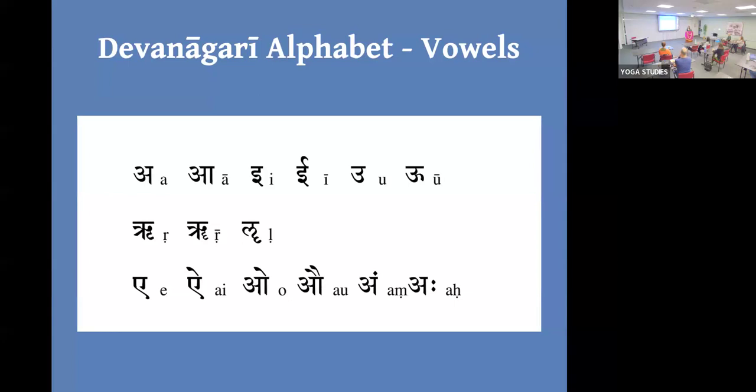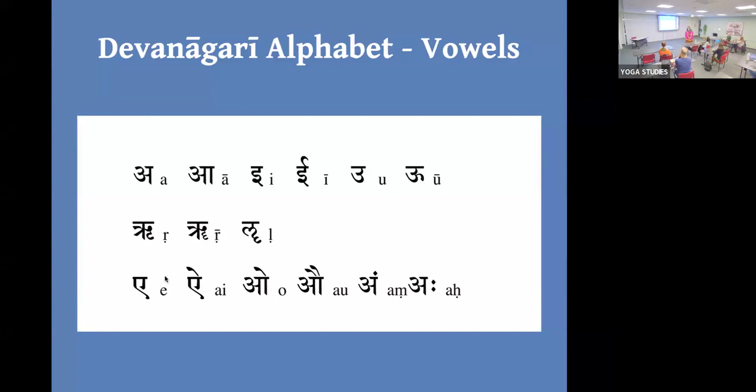I is smiley. Ii is the long version. You'll notice they have a line on top. U at the lips, short. U, long. Ri, also short. Ri, these are things we might think are funny vowels in English, but they are vowels in Sanskrit. And also lri, another very strange one that's almost never used.